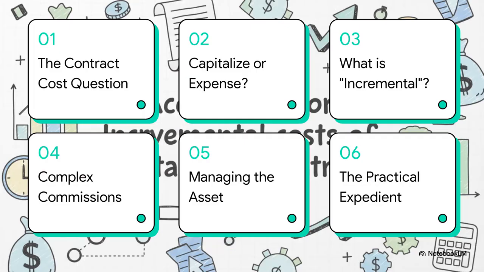So here's our game plan. We're going to start with the big picture, the fundamental question itself. Then we'll get into the core rule. Do you capitalize or expense? We'll define the single most important word in this whole standard, incremental. Then we'll look at some tricky, real-world commission plans. After that, we'll talk about how to manage this new asset, and we'll finish up with a really handy shortcut you can use.